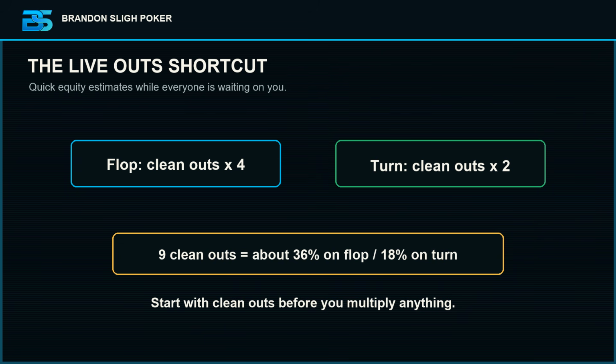When you are on the flop going to the turn and are making a call, multiply your clean outs by 4. When you are on the turn going to the river, multiply your clean outs by 2. So if you have a flush draw with 9 clean outs on the flop, 9 times 4 gives you about 36% equity. If you are on the turn with 1 card left, 9 times 2 gives you about 18% equity.